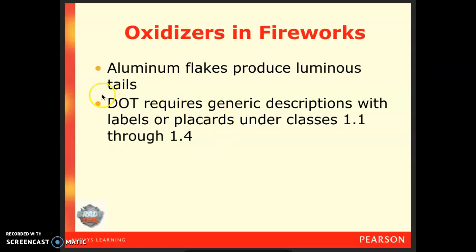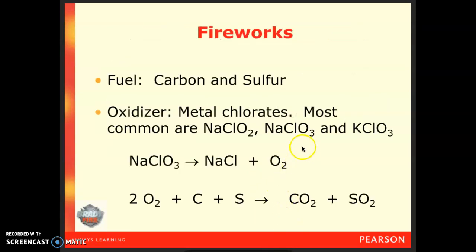Now, fireworks are all going to be labeled as explosives, so they're all going to be DOT class 1 materials, either class 1.1, 1.2, 1.3, or 1.4. Looking more generically at fireworks overall, the fuels involved are going to be carbon and sulfur. That's why fireworks have that particular smell to them, especially if a lot of them have gone off. You get that sulfury, sulfur dioxide kind of smell on the 4th of July when you go to a big fireworks display, or if you set off fireworks at your home.